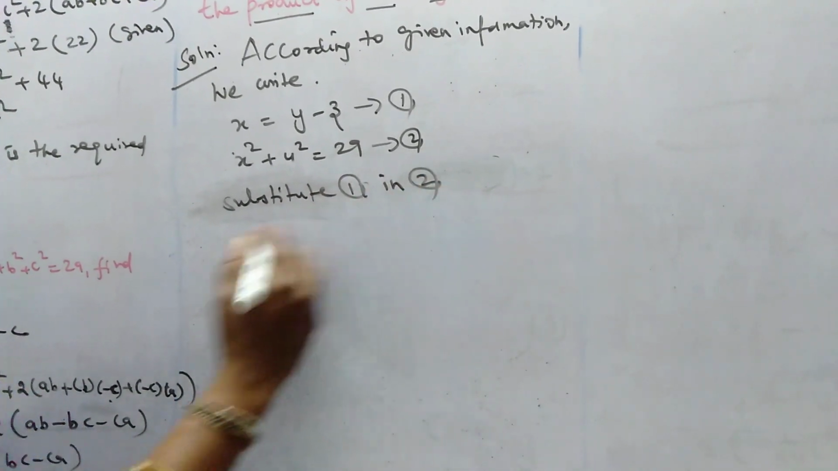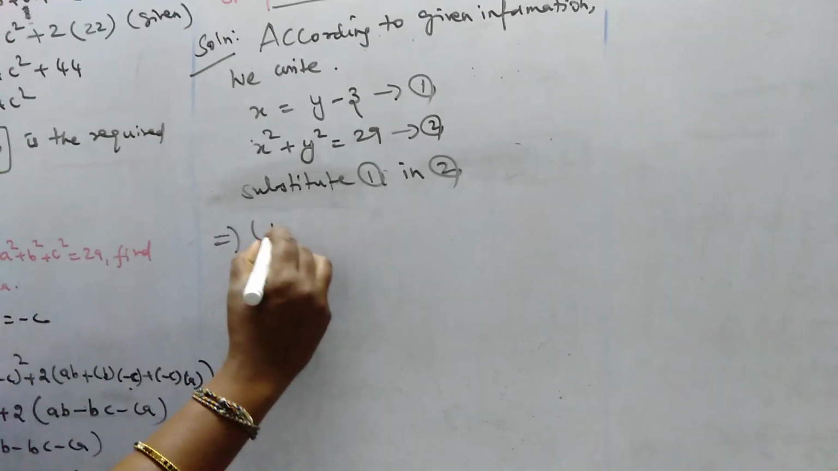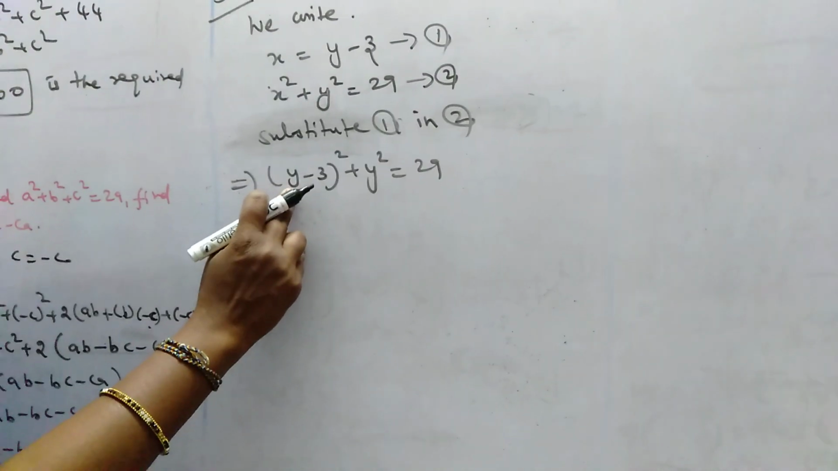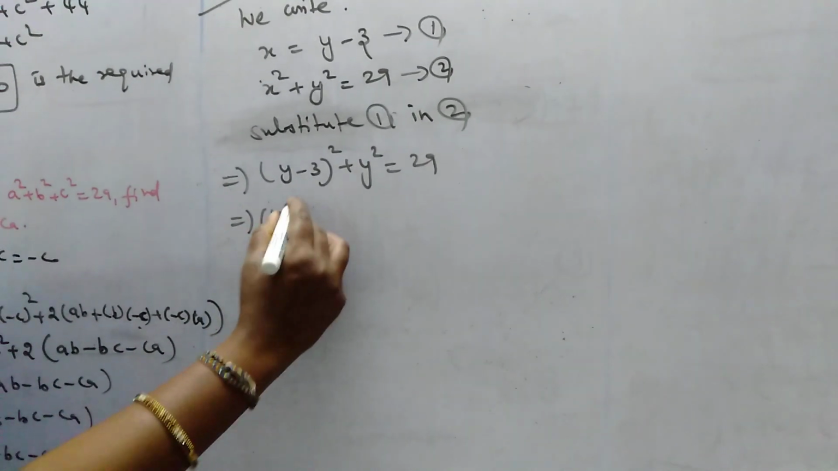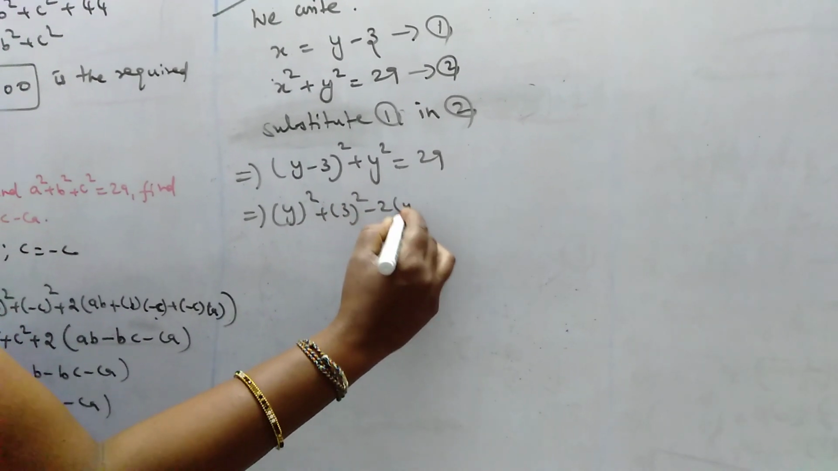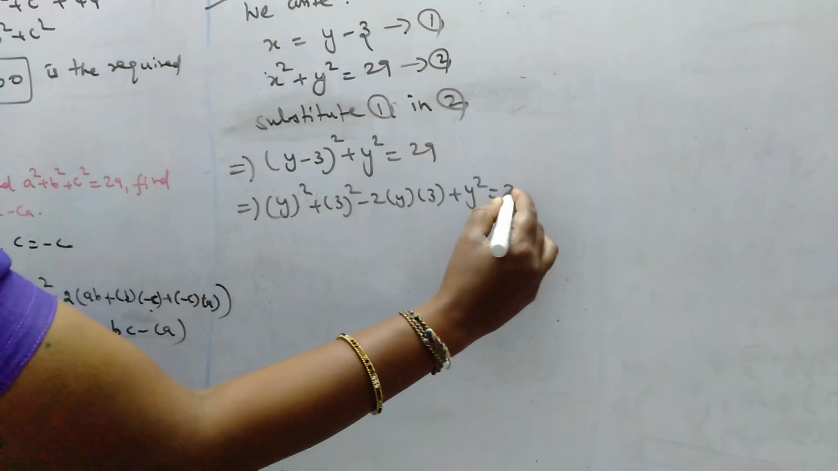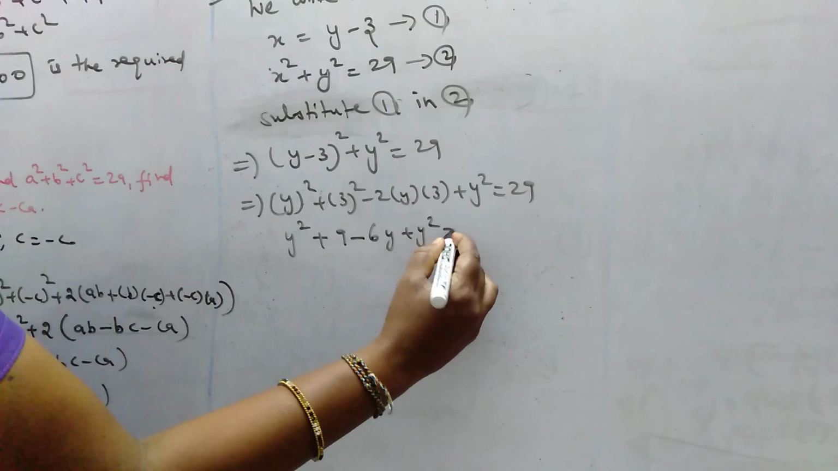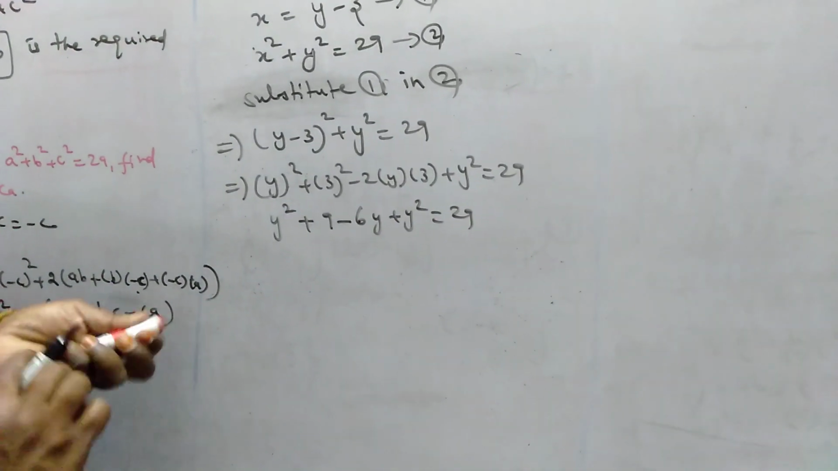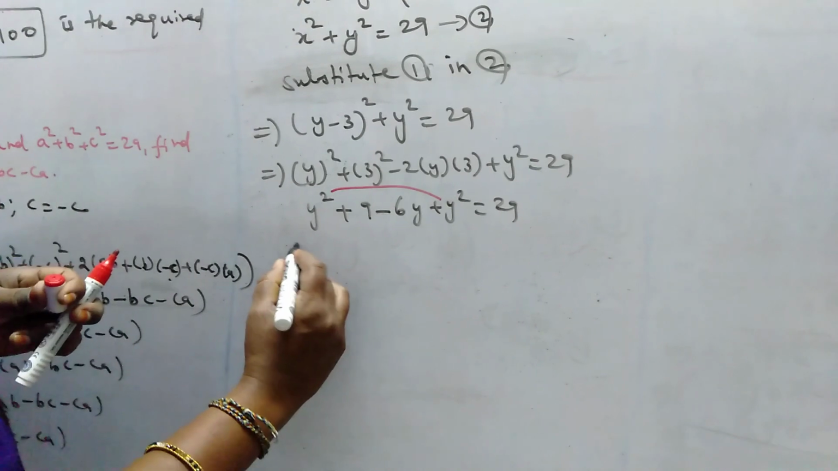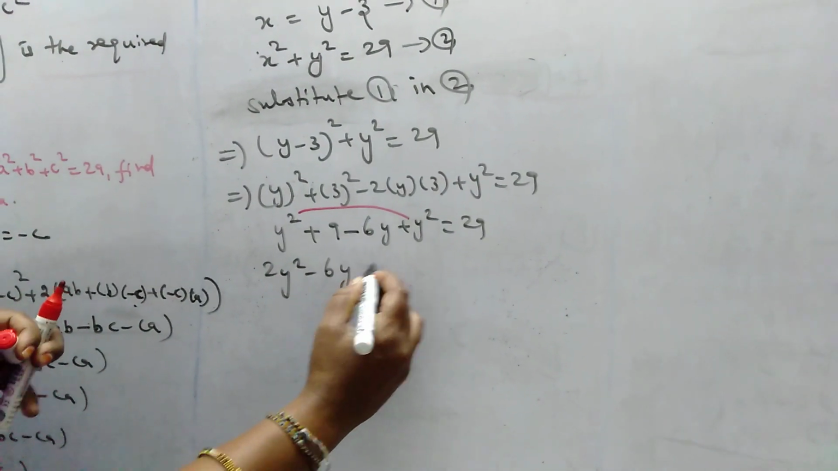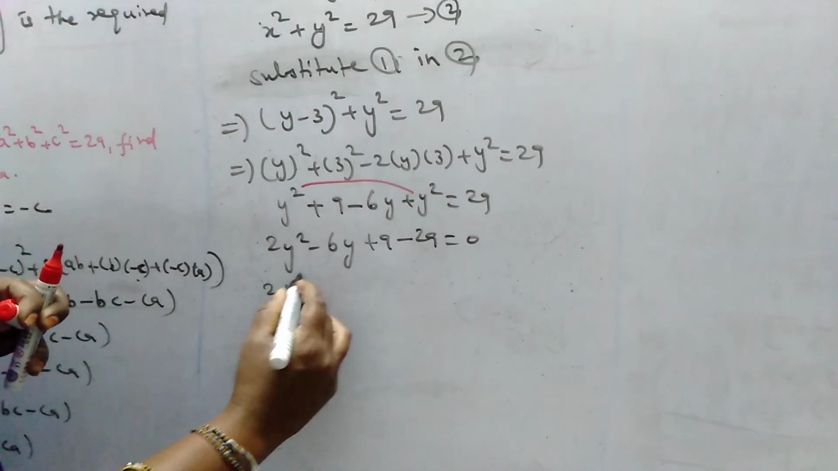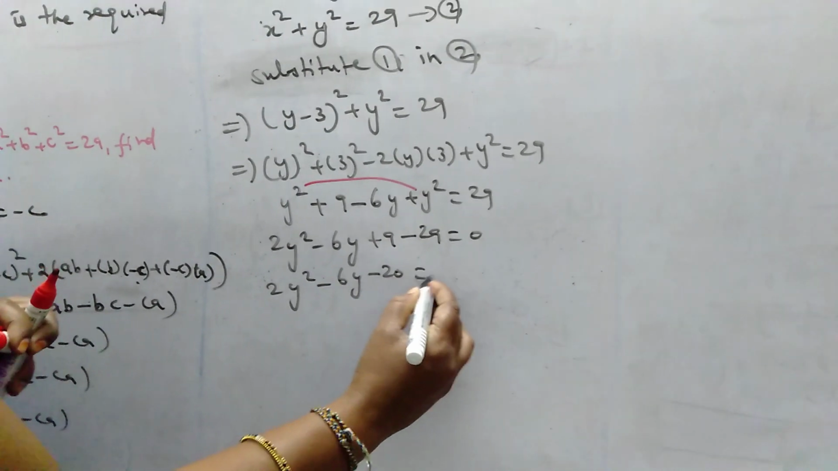Substitute equation 1 in 2. So (y minus 3) the whole square plus y square equals 29. It is of the form (a minus b) the whole square, that is a square plus b square minus 2ab, plus y square equals 29. Which is y square plus 9 minus 6y plus y square equals 29. So y square plus y square becomes 2y square minus 6y plus 9, bring this 29 to this side, minus 29 equals 0. So 2y square minus 6y minus 20 equals 0.